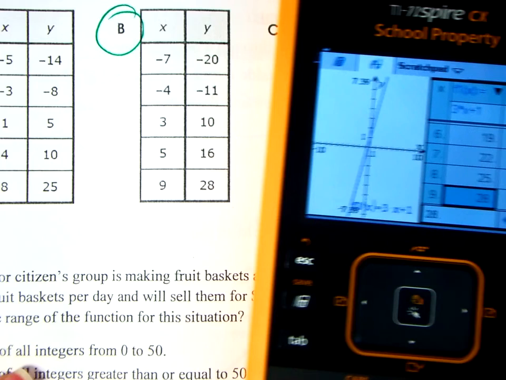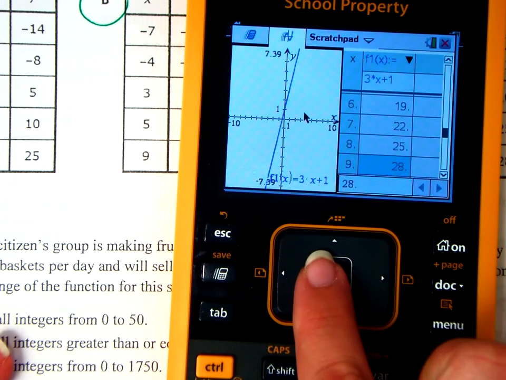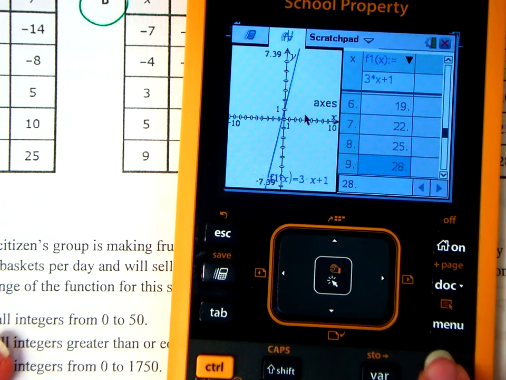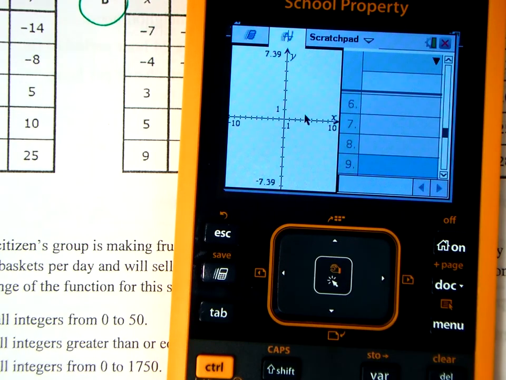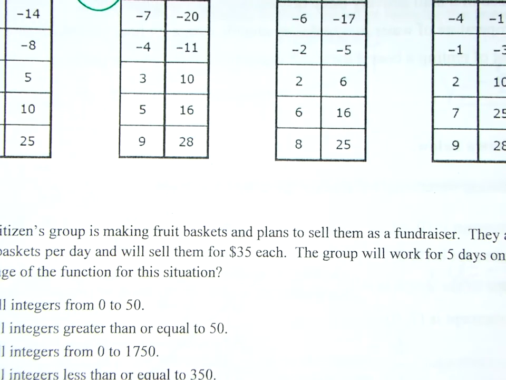To get out of this, you find your little mouse, click the graph area, delete 3 times, and it's all gone. Delete, delete, delete. That'll clear it away. Control on, turns it off.